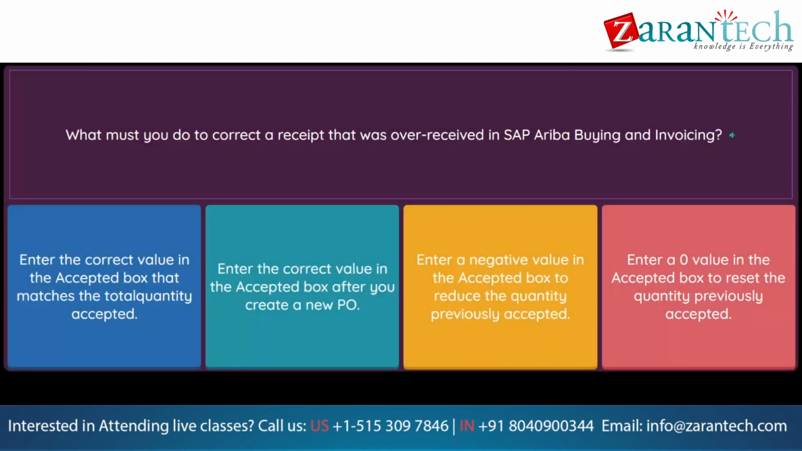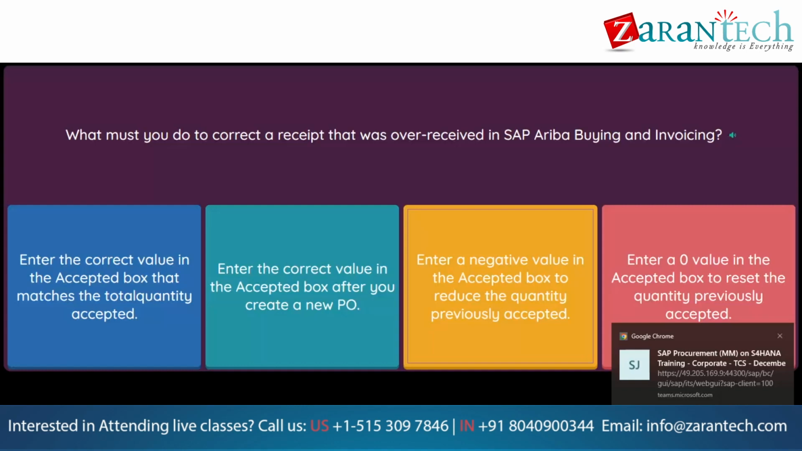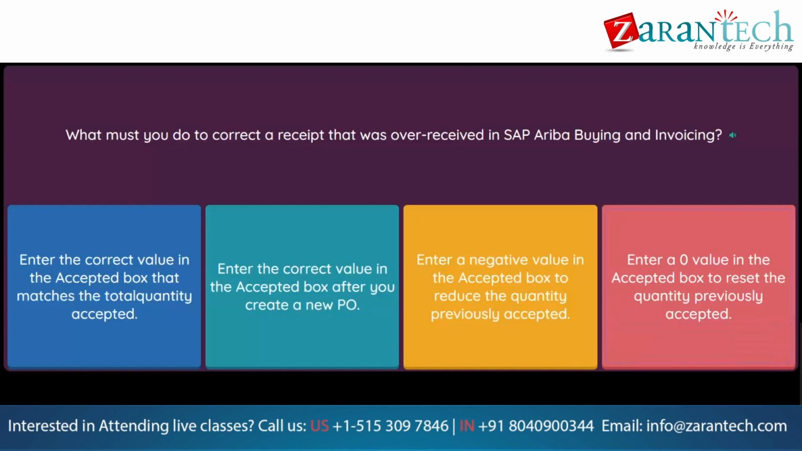Question: what must you do to correct a receipt that was over-received in SAP Ariba Buying and Invoicing? Option 1, enter the correct value in the accepted box that matches the total quantity accepted. Option 2, enter the correct value in the accepted box after you create a new PO. Option 3, enter a negative value in the accepted box to reduce the quantity previously accepted. Option 4, enter a 0 value in the accepted box to reset the quantity previously accepted.